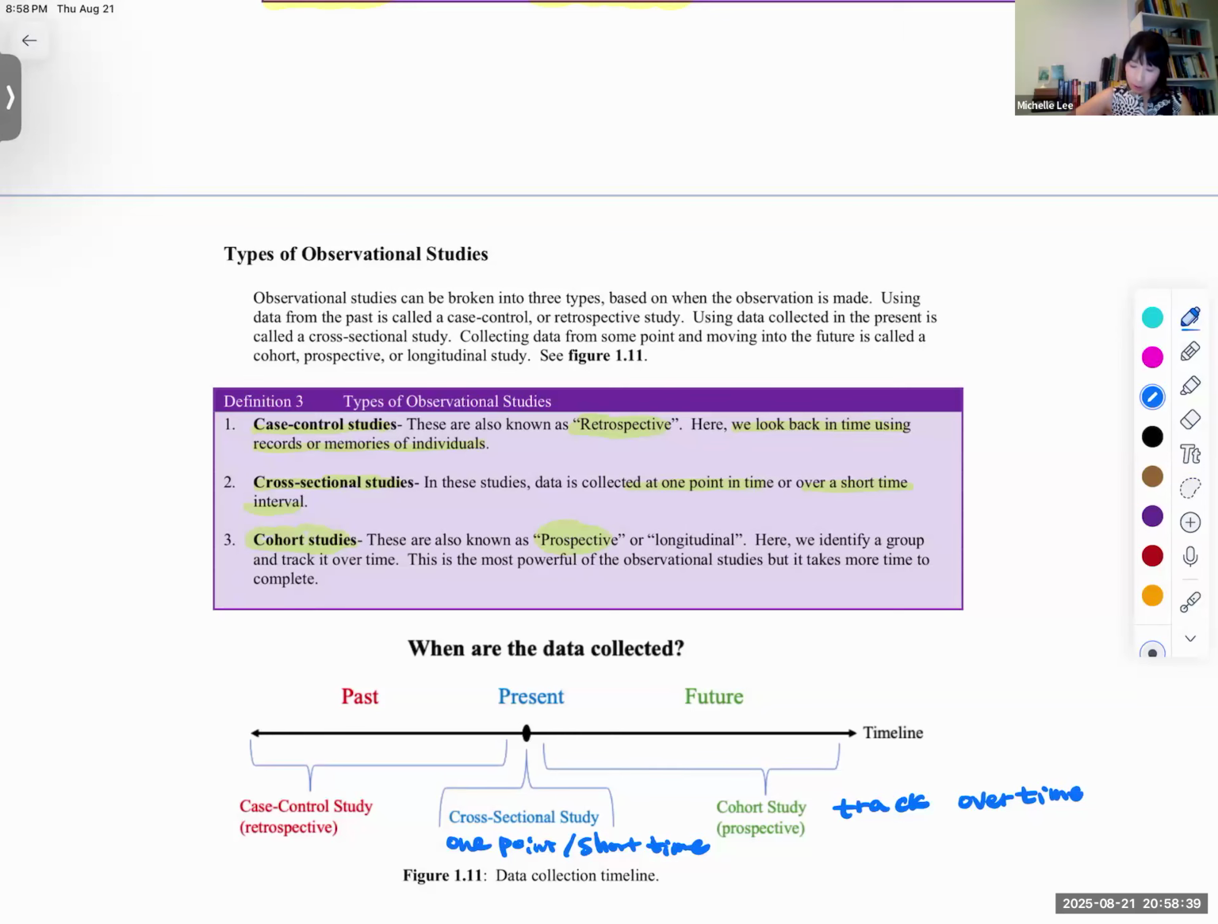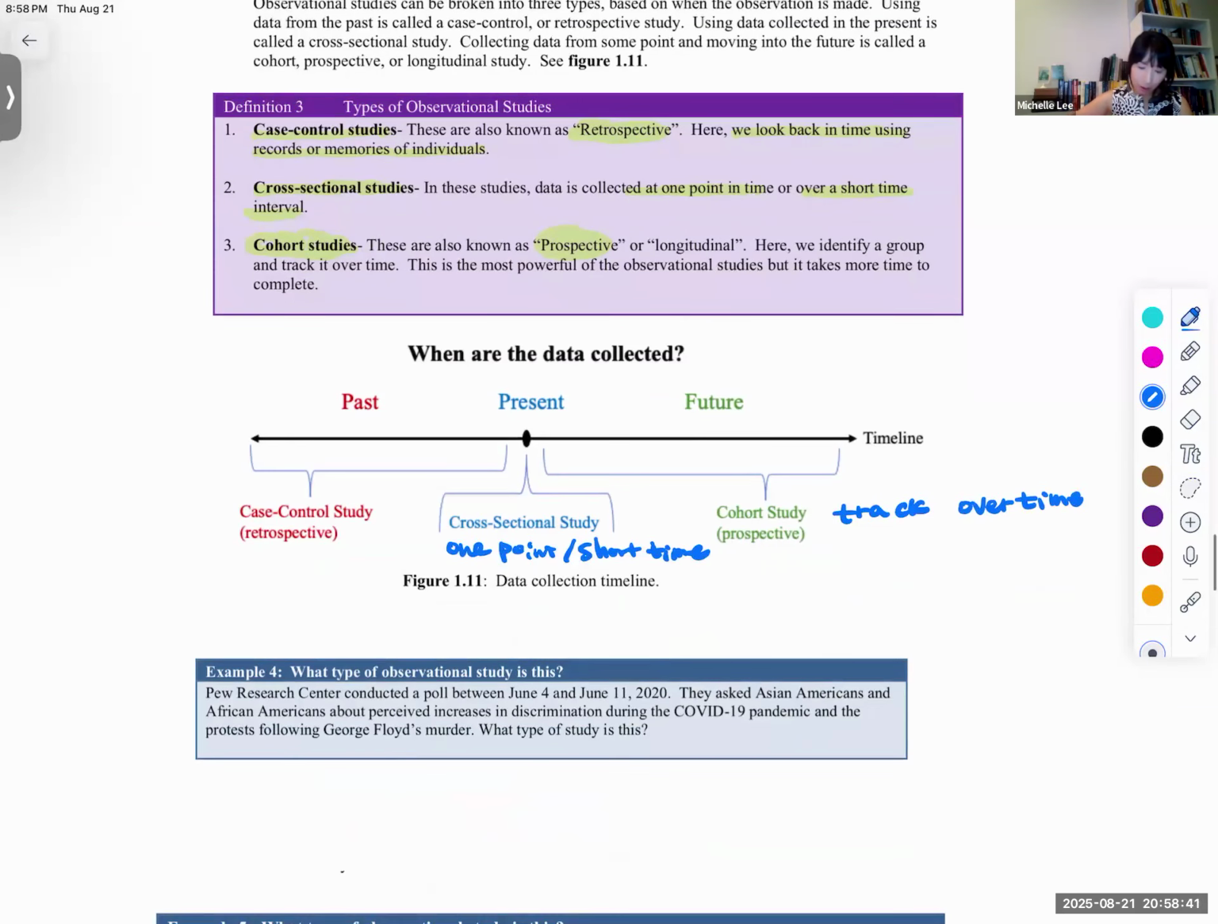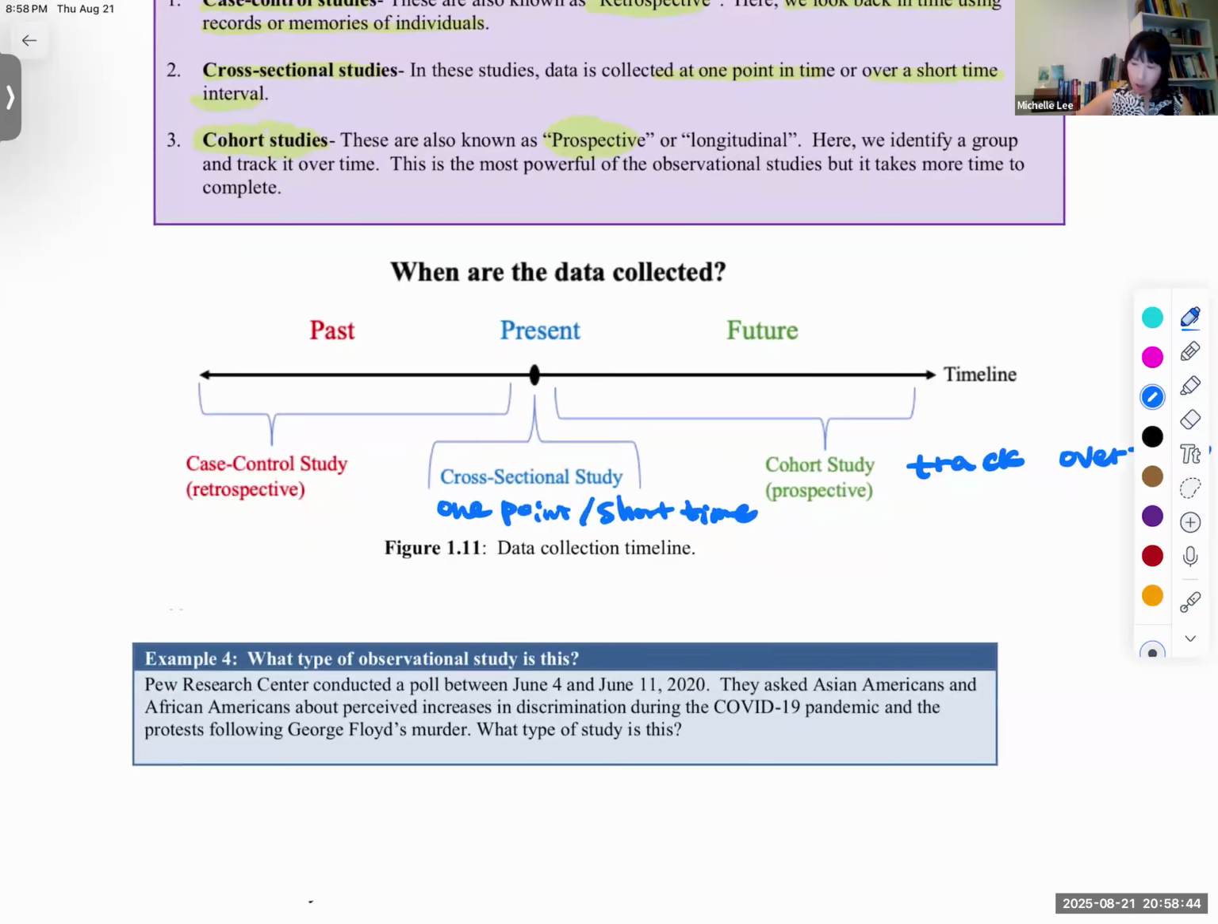Okay. So let's answer this one. We just had observational studies. The first one, case control study, which is retrospective, right? And then cross-sectional study, which is one point or short period, right? Short time. And the future, that's the cohort study, which is we track over time, right?